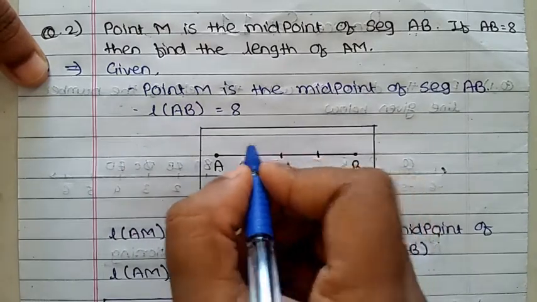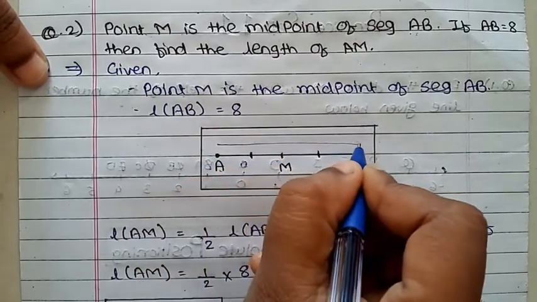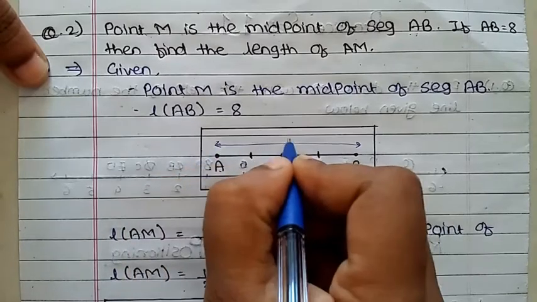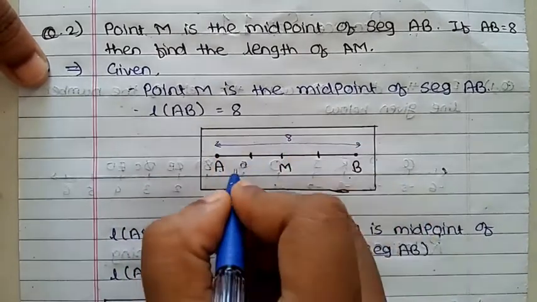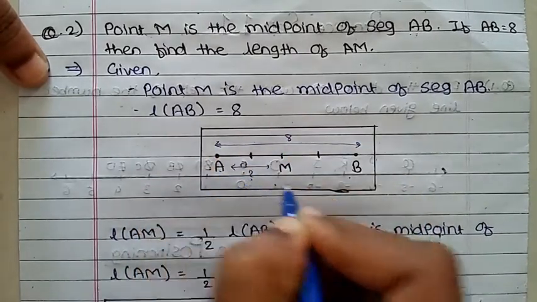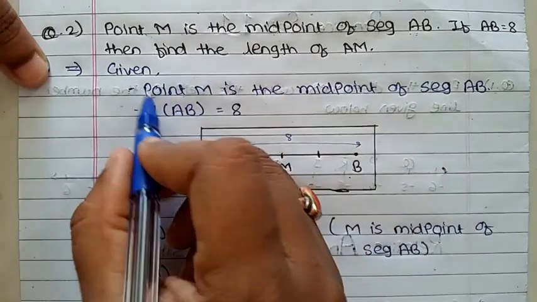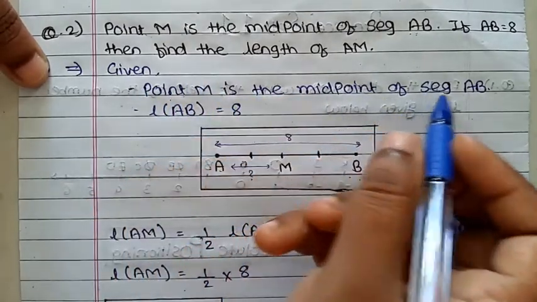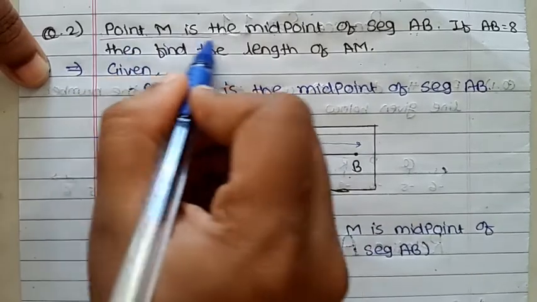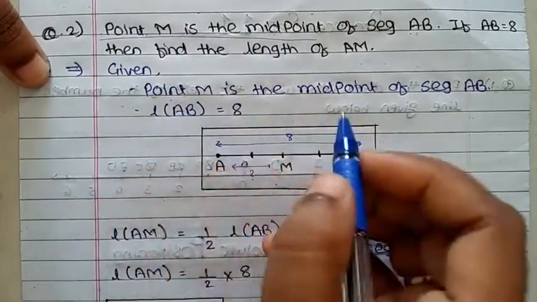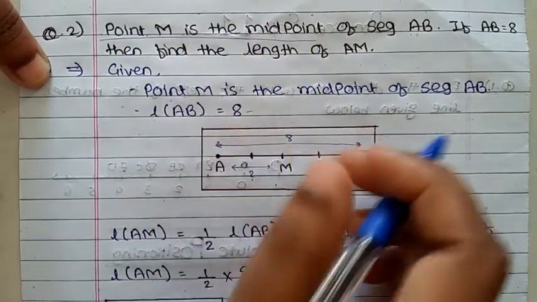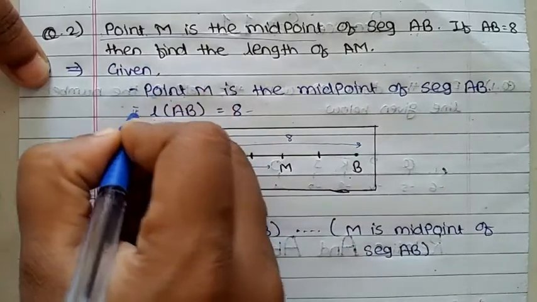Okay, we know that the full length of AB is 8, and we have to calculate AM. Clear? Yes. So what is given? Point M is the midpoint of segment AB. This is the given here. And the length of AB is also given, that is 8. Clear? So we have to write down the given terms as they are.